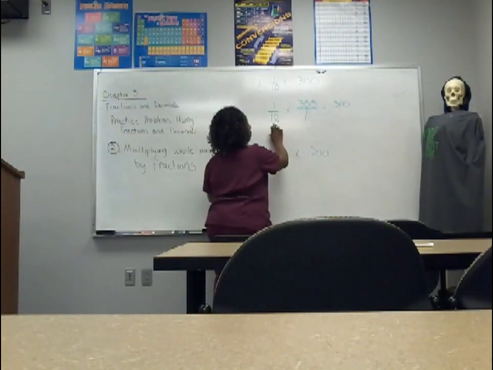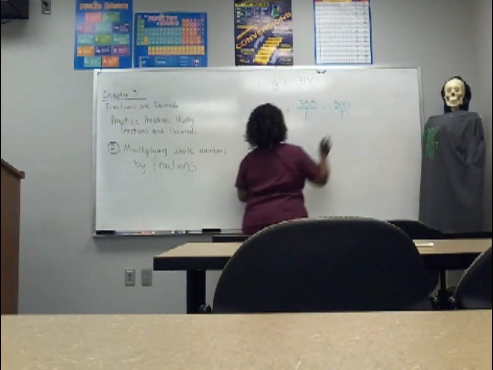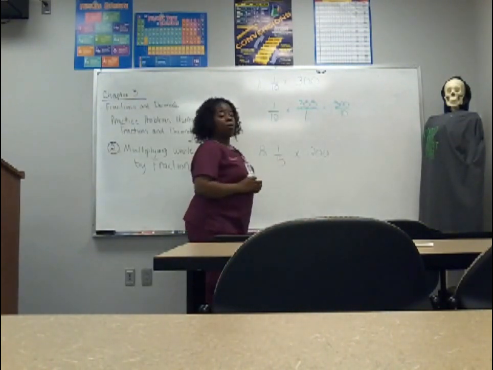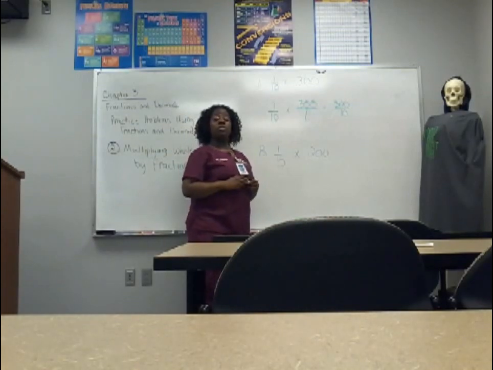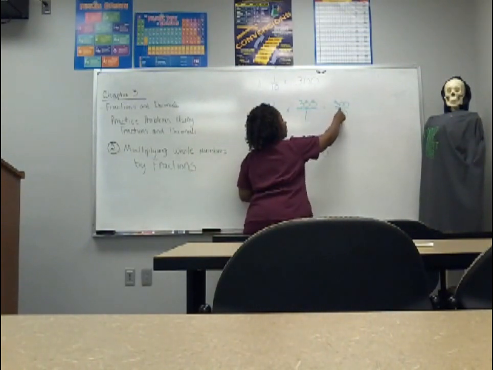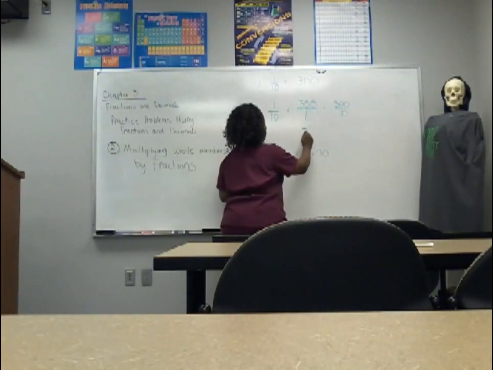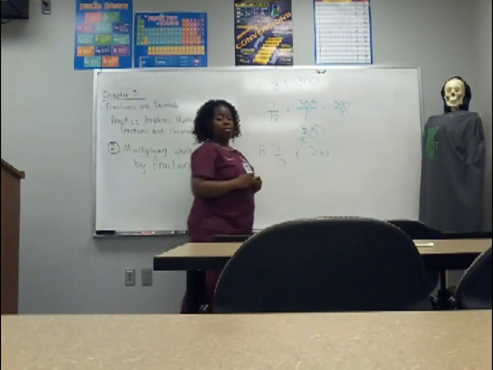And then 10 times 1 equals 10. And now we still have to simplify. We want to still turn this into a decimal. So 300 divided by 10 is going to give us 30. Our answer still is 30.